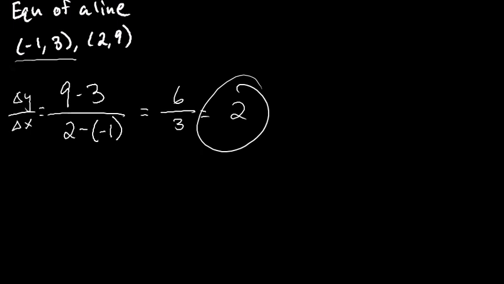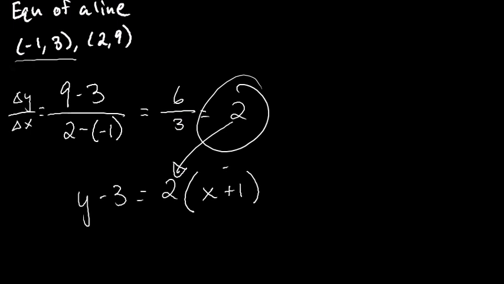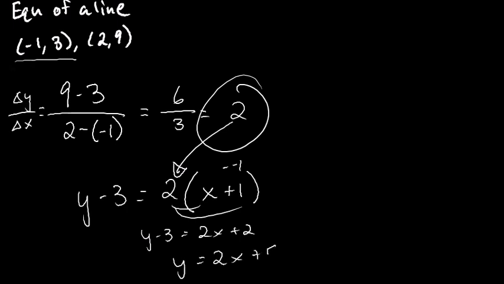So I get y minus 3 equals 2, and x plus 1, since I have minus and negative 1. So, distributive property here, y minus 3 equals 2x plus 2. Y equals 2x plus 5 is your final answer.